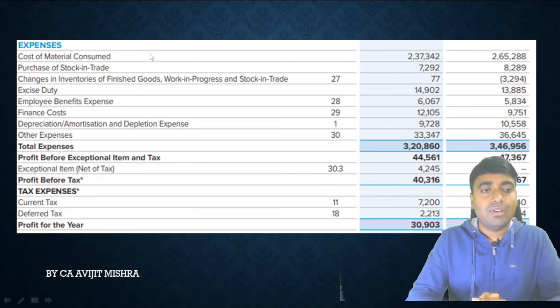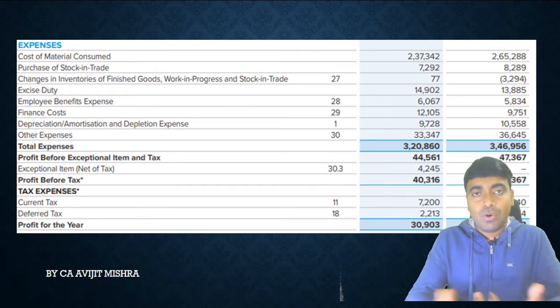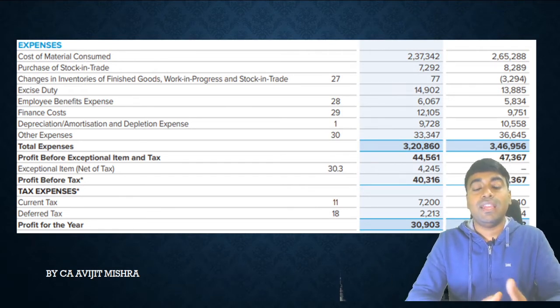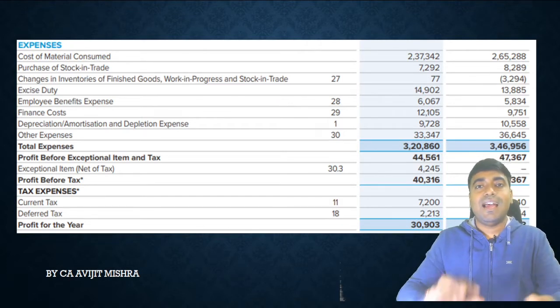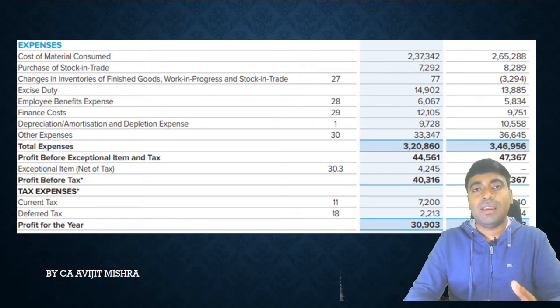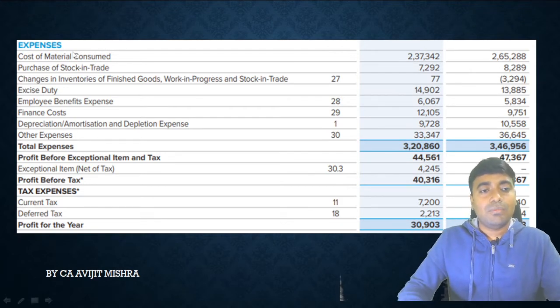So what is the meaning of that? Take the example, I have a hotel, and I am cooking rice and dal. To prepare rice and dal for 100 people, what basically is happening is I have to purchase some rice from the market, and I have to purchase the dal, ghee, and many other things. So that is basically the cost of material consumed.